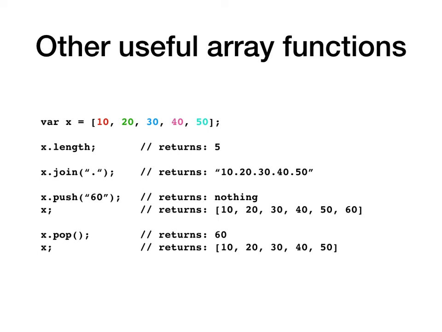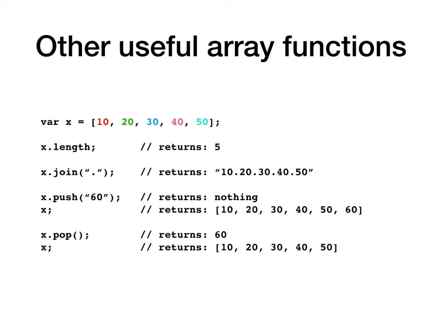Push 60. Well, I put it in quotes there. I didn't mean to, but it doesn't return anything, but now X contains on the end of it 60. Cool. Pop, on the other hand, when you call pop, it pulls that 60 off, but it also deletes it from the list, from the array. So, great. These are just a handful of functions, right?